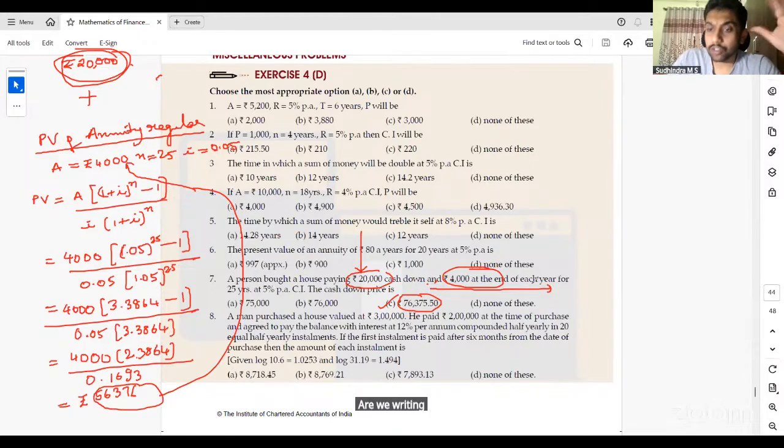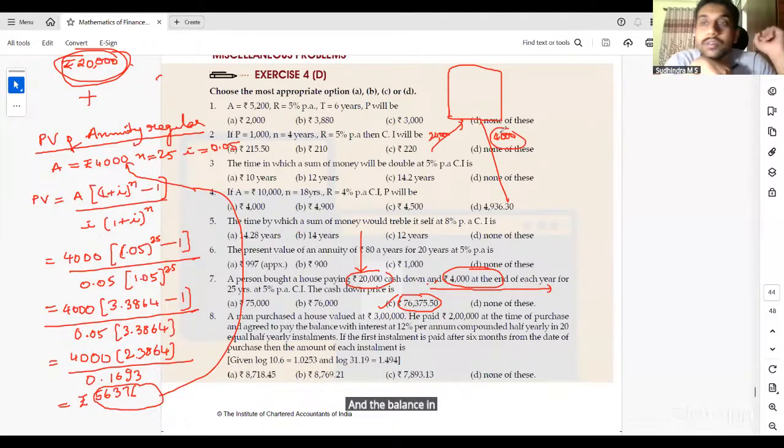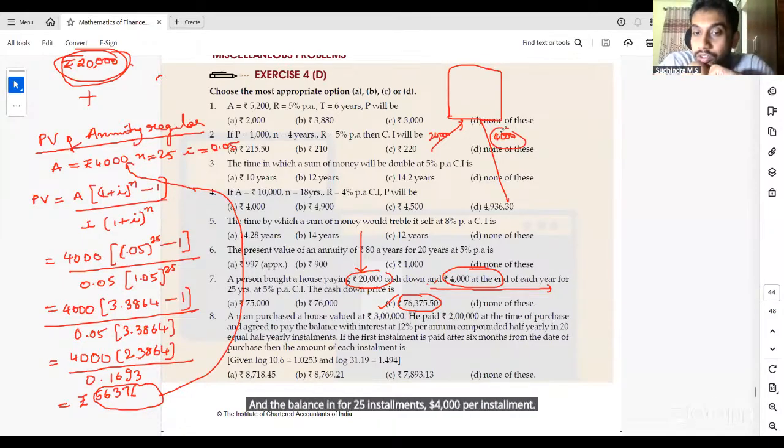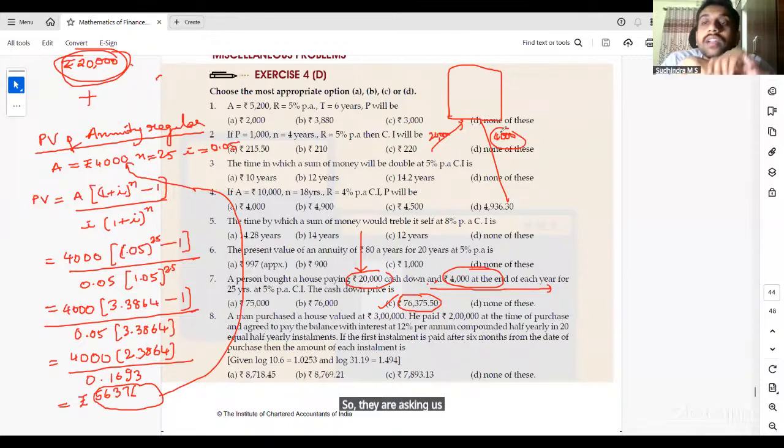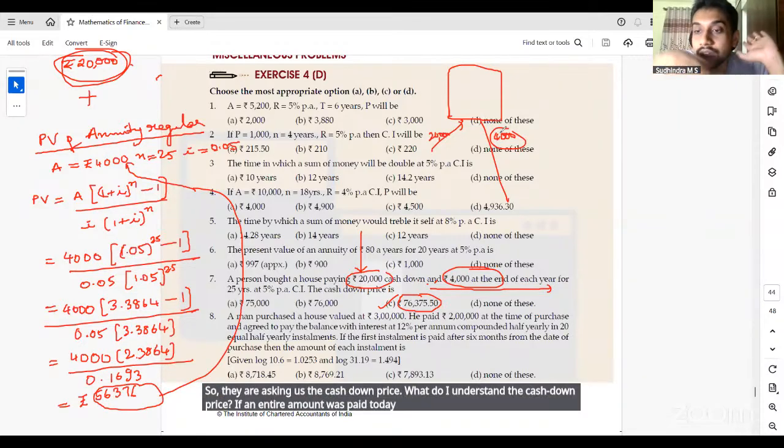Are we writing? Those who have already written, yes, Advika, tell me. Sir, can you explain the concept of the question? Yes. See, what are they telling? Advika, the person is purchasing a house. How is he purchasing? By paying 20,000 today upfront and the balance in 25 installments, 4,000 per installment. So they are asking us the cash down price. What do I understand by the cash down price? If the entire amount was paid today itself, what would be the amount?